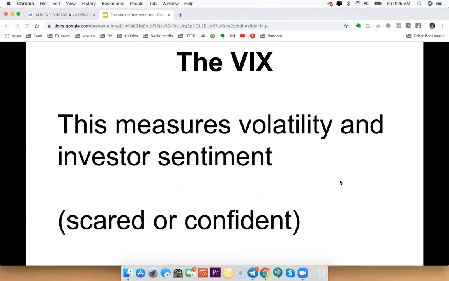So very good. The VIX measures volatility and investor sentiment, AKA, are people freaked out or are they confident? Are investors buying like crazy or are they not buying like crazy? And stocks, referring to stocks in particular. Okay, everyone good with that? VIX, investor sentiment, and volatility.